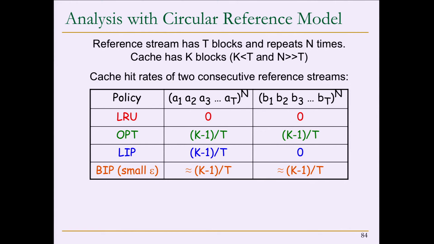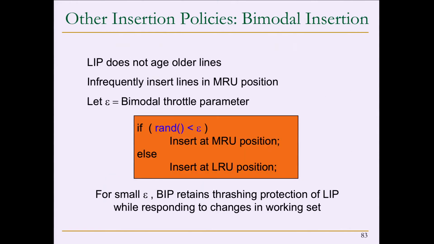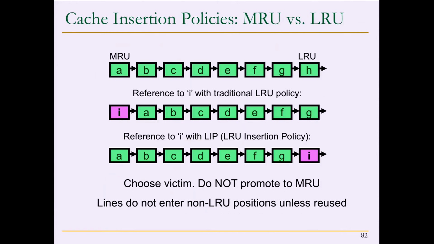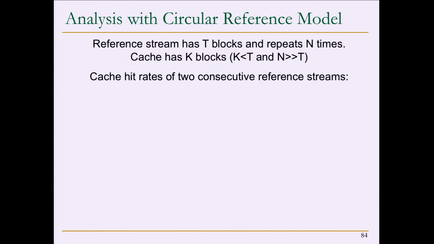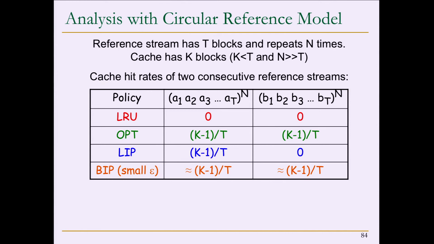But the problem with the least recently used insertion policy, if you keep inserting only here, is you won't adapt to the working set size changes. Right? So here it gave you similar to the optimal, that's fine. But now it's cached A1 through AK in the cache. Or to be more precise, A1 through AK minus 1, actually.